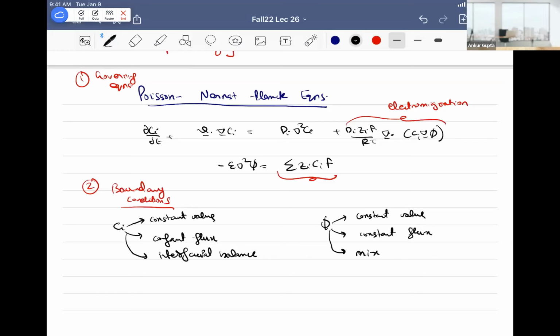Okay, so constant flux is what you'll see in your homework. We'll discuss it in the next class. And constant value is simply, potential goes to 0 or potential goes to a given value. Mixed condition is something we will not see. There will be one homework problem which has a little bit of that flavor. I will not discuss it in detail, but when you get to the homework problem, we can discuss it.